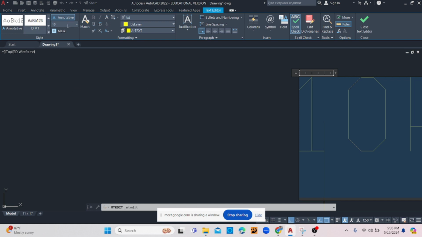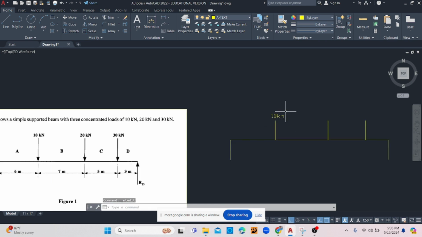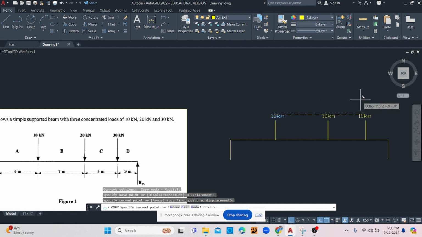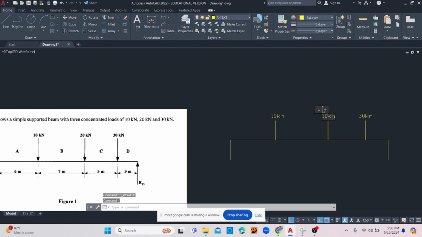Say 10. I want it to be 1. Alright, so that's 10 kilonewton. Let me just copy it to the other locations. 1 there and 1 there. So one is going to be 30. One is going to be 20.